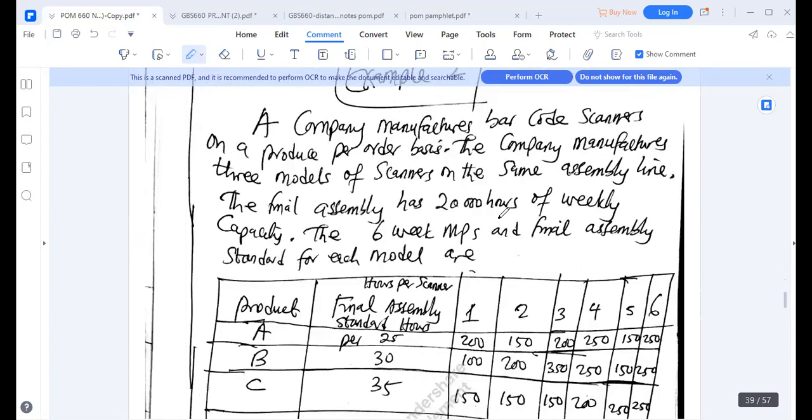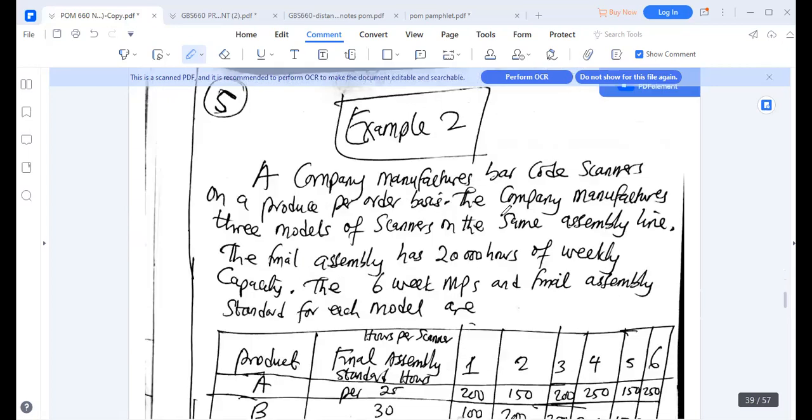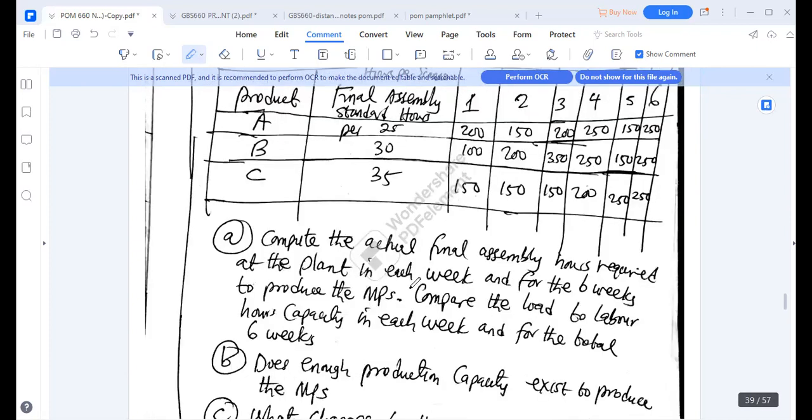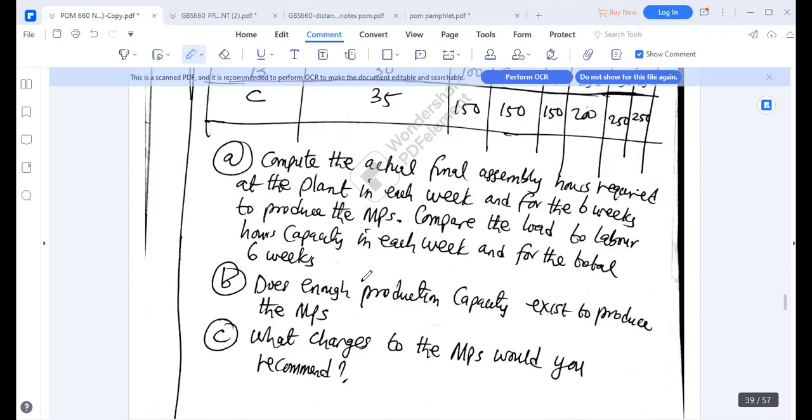The company manufactures barcode scanners on a produce-per-order basis. The company manufactures 3 models of scanners on the same assembly line. The final assembly has 20,000 hours of weekly capacity. The 6-week MPS and the final assembly standard for each model are coming from the same pamphlet. So we compute the actual final assembly hours required at the plant in each week and for the total weeks to produce the master schedule. Compare the load to the labor hours capacity each week and for the total weeks. Does enough production capacity exist to produce the MPS? What changes to the MPS would you recommend?